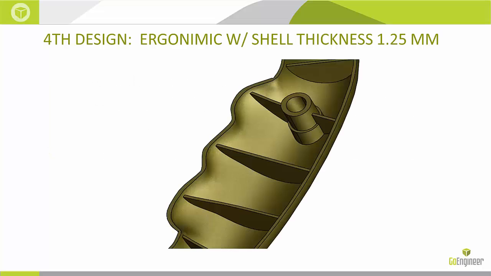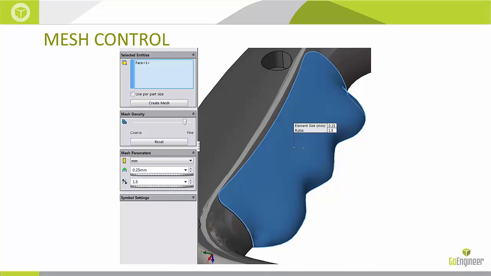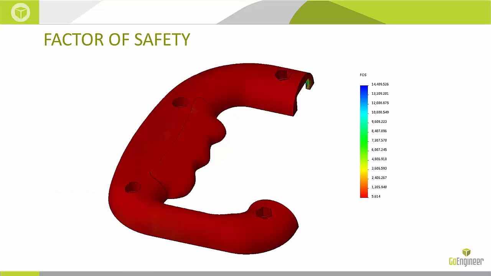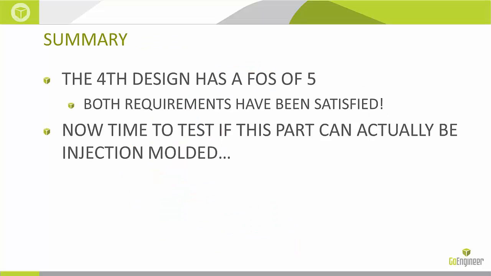So in our fourth design, I've used the Deform tool in SOLIDWORKS to create an ergonomic grip with that same shell thickness from our last version. In order to characterize this new organic surface more accurately, we apply a mesh control in SOLIDWORKS simulation to create smaller triangles and make sure that we're capturing the real geometry. From there, we see our factor of safety is about 5.6, so right above our target. I think that's pretty good to move forward. But now we need to make sure that this part can actually be injection molded.